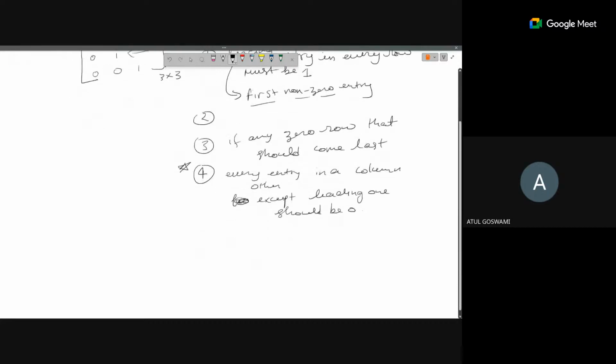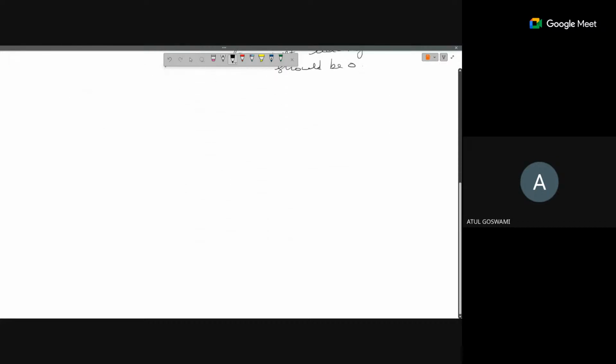So whoever has a doubt in this echelon form, just give me an example so that I can make a matrix in echelon form. Just any example that you are facing difficulty with.